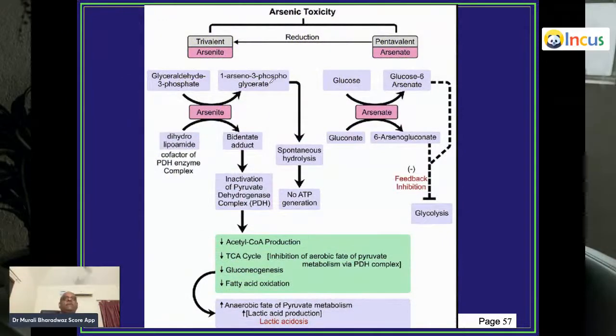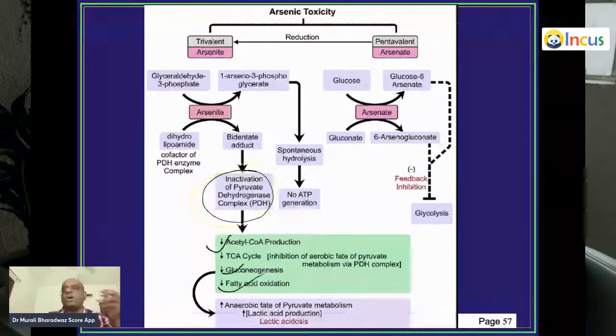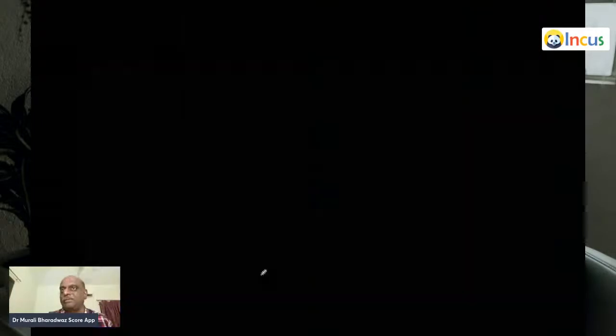So please don't forget. Whenever arsenic toxicity is there, the pyruvate dehydrogenase complex is inactivated. When it is inactivated, there is decreased acetyl-CoA production, decreased citric acid cycle, then decreased gluconeogenesis, decreased fatty acid oxidation. That all will kill the person.